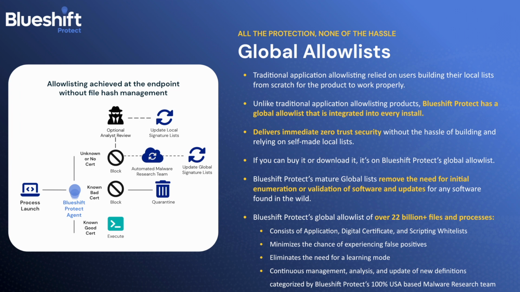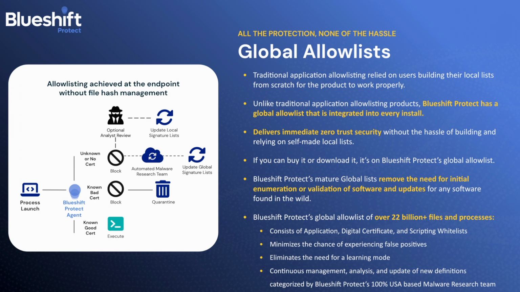When application allow listing first came on the scene, the deployment of it was rather cumbersome. You had to custom build your own list. It would go on a learning mode where you would have to do this default deny or default allow and try to figure out everything you ran in your environment, and then whitelist those one by one. It was just an arduous task of trying to classify, especially if you're an organization of any size, all those executables and all those things in here.